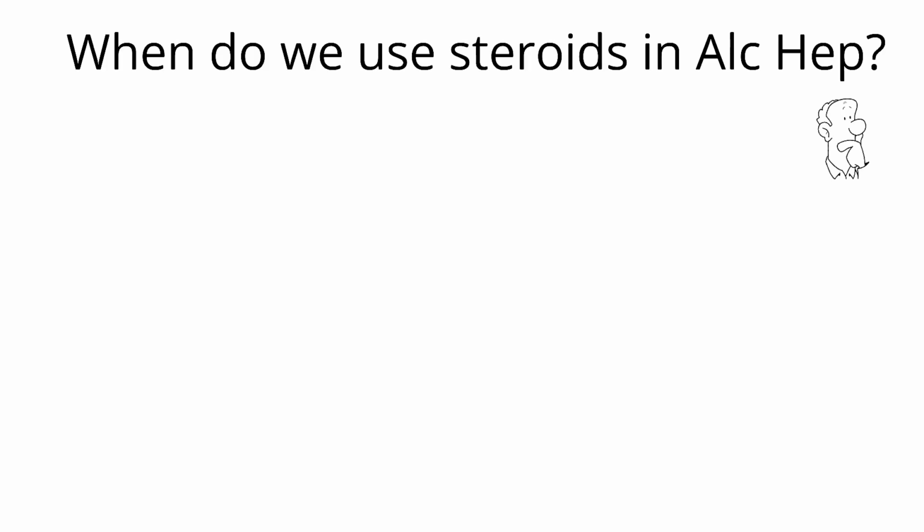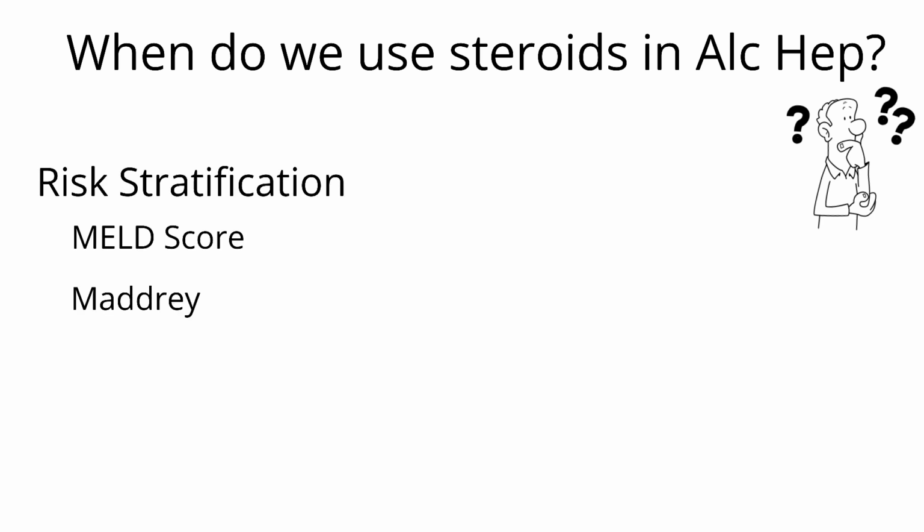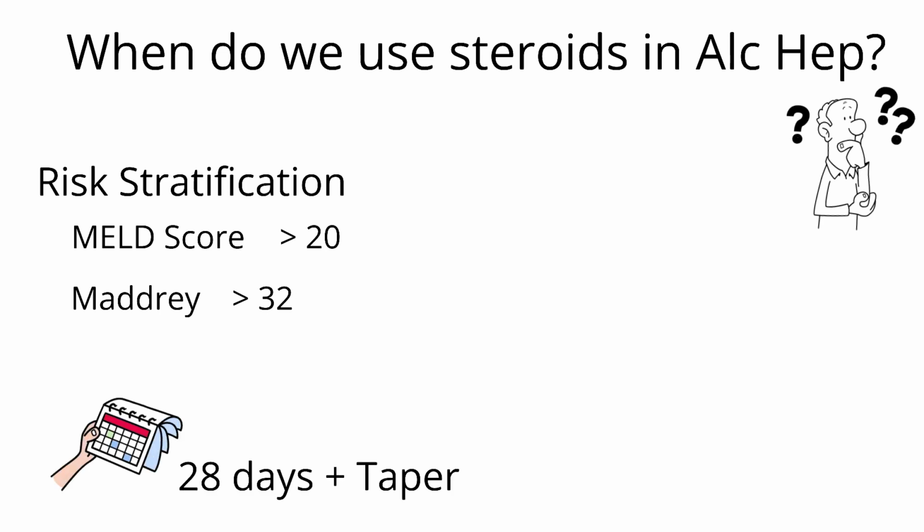When do we use steroids in Alc Hep? Let's first talk about risk stratification. The MELD score and Maddrey discriminant function are two scoring methods to risk stratify those with alcohol-associated hepatitis. For mild hepatitis, this can be treated conservatively, so we're talking about those with a MELD less than 20 or Maddrey less than 32. However, for those who have a MELD over 20 or Maddrey over 32, consider treatment with steroids, which would be a 28-day course followed by a taper.